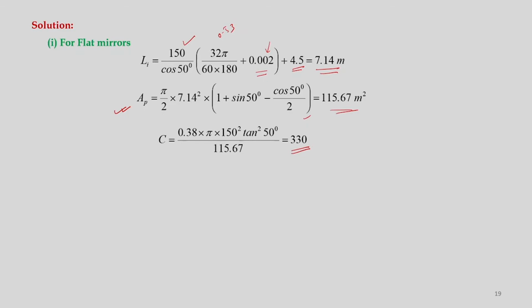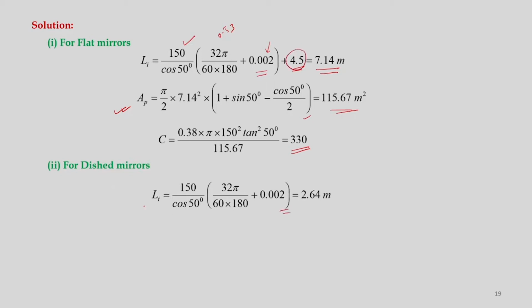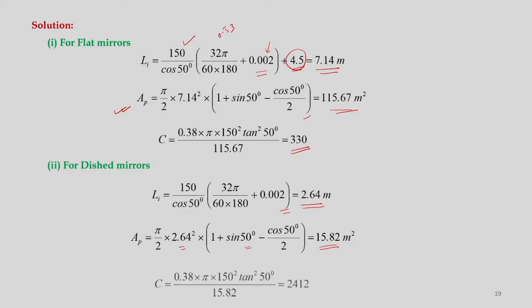So, now if we consider the second case for disc mirrors, what will be the Li here, because this part will not be present in this expression. So, this Li will be 2.64 meter. Okay. Earlier it was 7.14 meter, right. Accordingly, we have to calculate this Ap value. So, we just substituted this Li value here and the other values, and it is found to be 15.82 meter square. Okay. Now, next we will calculate the concentration ratio. So, this concentration ratio is found to be 2412.